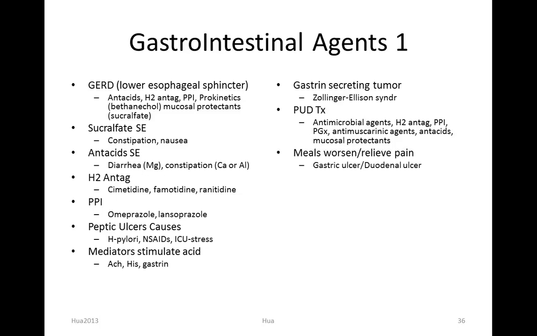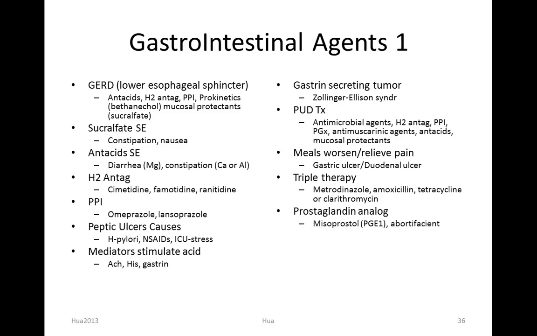And in terms of the antimicrobial agent, it could be like triple therapy or quadruple type of therapy. So you have different antibiotics in combination. Meals that worsen the ulcer, it's the gastric ulcer, and meals that relieve the pain, it's more of duodenal ulcer, so that's the differentiation. Triple therapy, as you can see, metronidazole, amoxicillin, tetracycline, or clarithromycin.